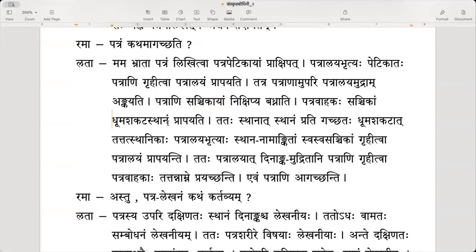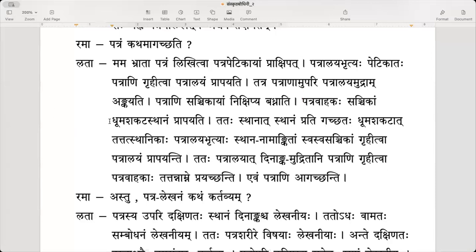Dhuma Shakata Sthanam Prapayati. So it is the bag of the parcel of letters. So patravahakah sanchikam dhumashakatasthanam prapayati. So then the postman or the post worker delivers the bag at the railway station, Dhumashakatasthanam.